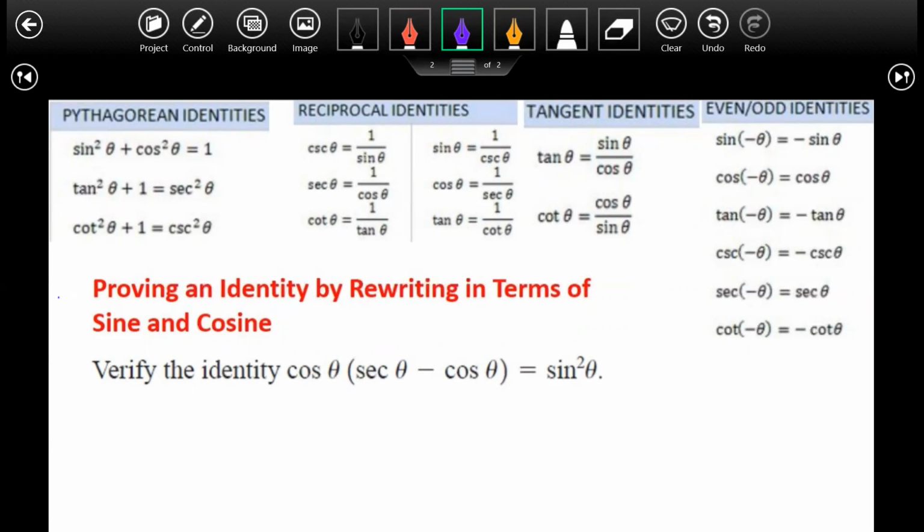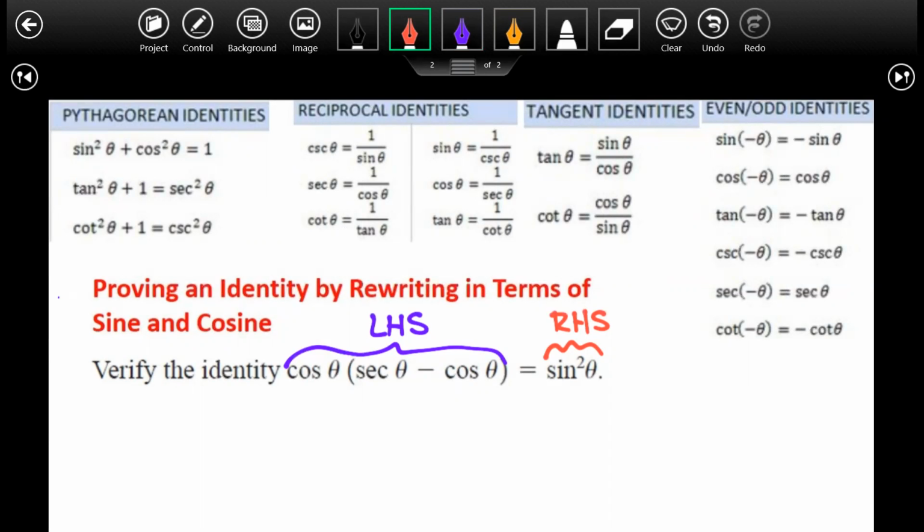So here we go. Proving an identity by rewriting in terms of sine and cosine. This is something we've already done. And what you guys are used to seeing is this is considered the left-hand side. So LHS of the side of the equation. And on this side, this is the RHS, the right-hand side. And again, you can choose either side to use. Okay, you always want to look for the more complicated parts because it's going to help you simplify out.